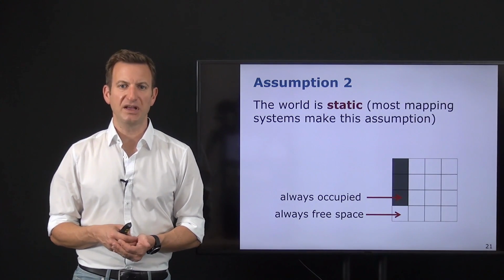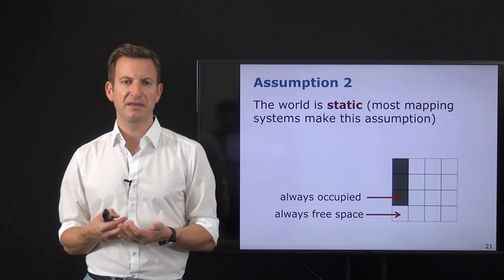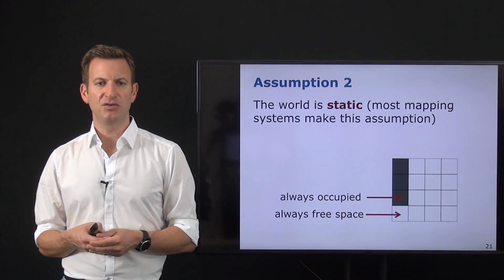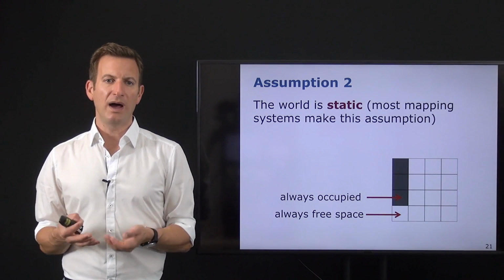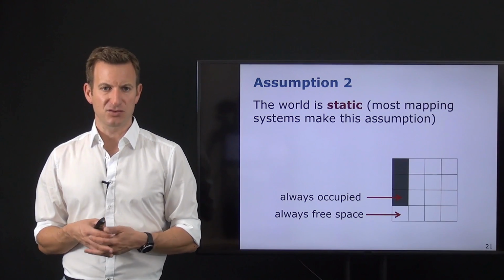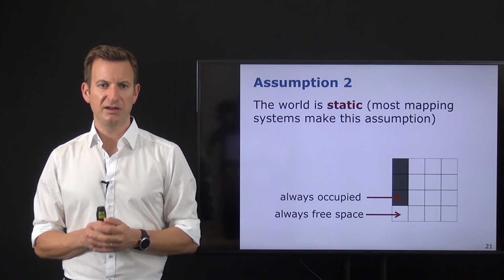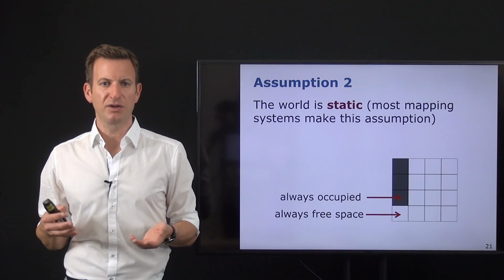And this is a so-called static world assumption. That's something that a large number of mapping systems still do. They assume while we're recording the sensor data, the world doesn't change. Again, that's clearly an assumption. We cannot guarantee this. Our world is dynamic.